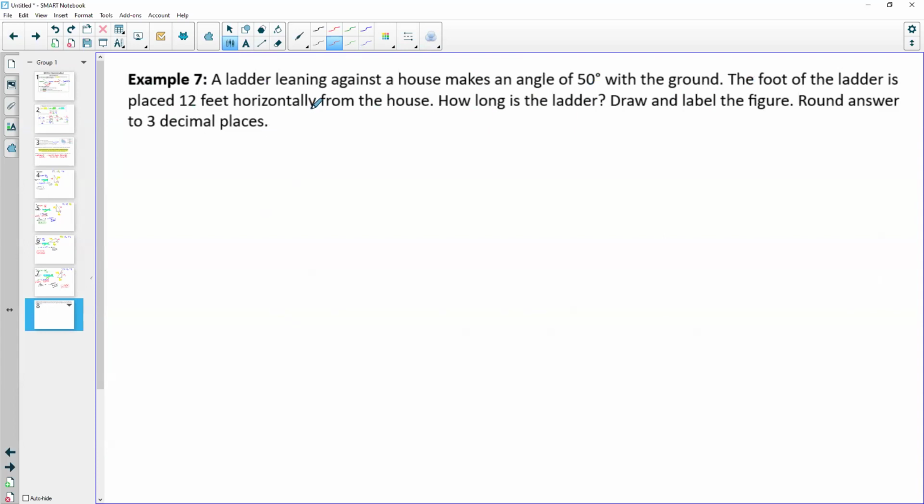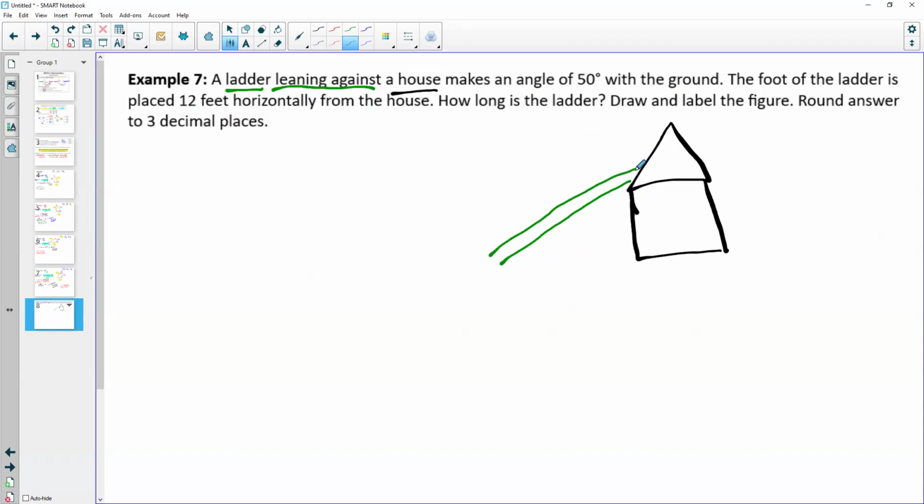If you read that all at once, it's probably going to sound a little confusing. So we're going to draw a picture and break this up into chunks. The very first thing that I'm going to read here is the fact that we're working with a ladder. This ladder is leaning against a house. So I'm going to draw a house. Our house here has a ladder leaning against it. So we have a ladder leaning against the house. Let me draw my ladder here.